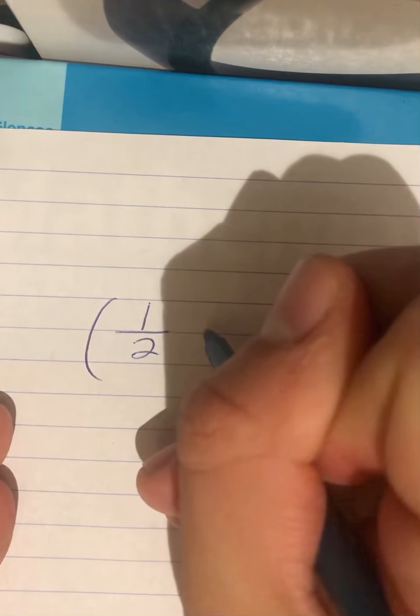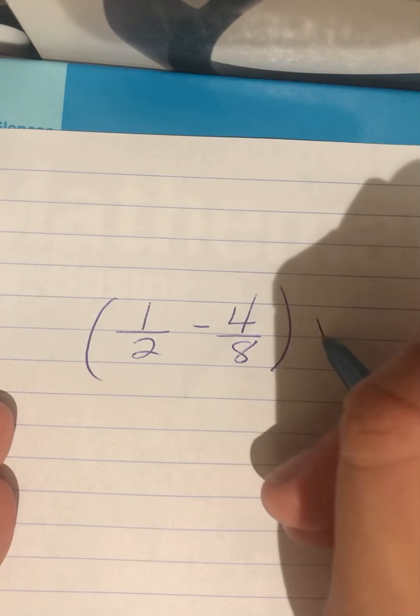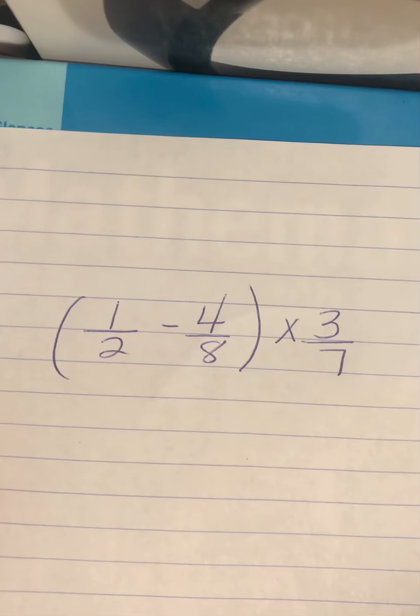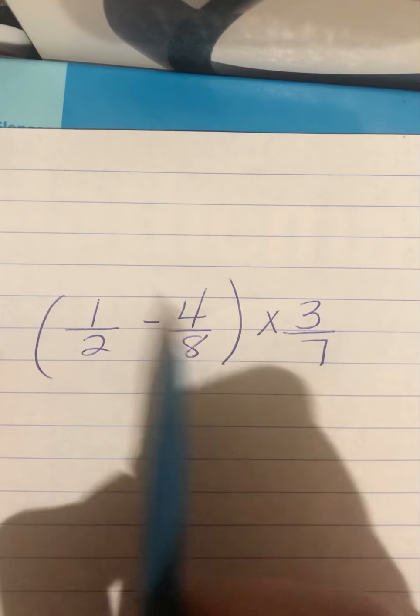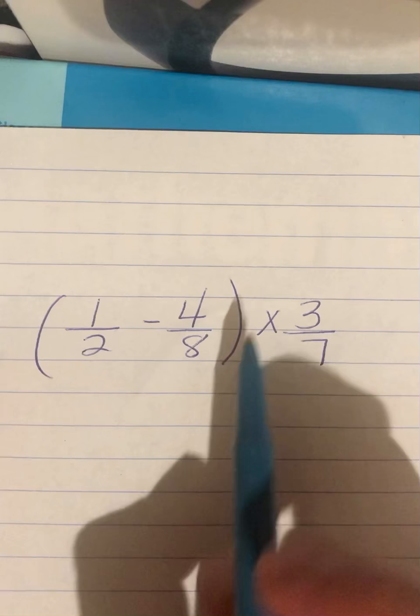So let's do the last one. So a half minus 4 over 8 times 3 over 7. We're following PEMDAS, so I'm solving for the parentheses. I'm solving for the operation inside the parentheses.